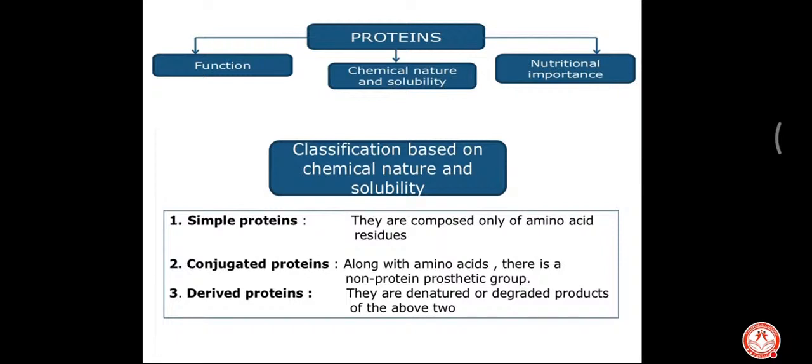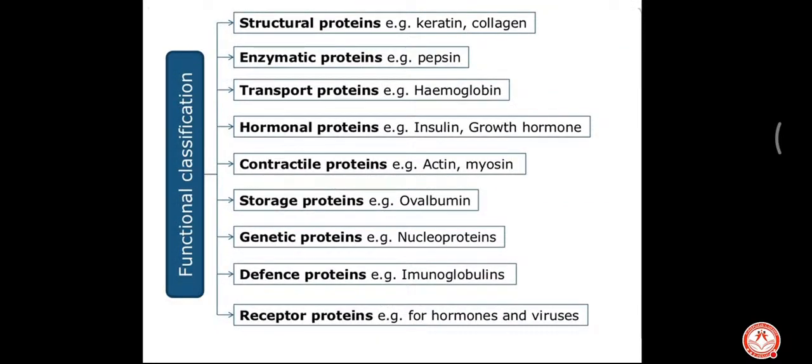Proteins are further classified on the basis of their function, chemical nature and solubility, and nutritional importance. Firstly, the classification based on chemical nature and solubility. Simple proteins are made up of only amino acids. Conjugated proteins, along with amino acids, have a non-protein part called the prosthetic group. Derived proteins are denatured or degraded products of the above two. Now, functional classification means the classification of proteins on the basis of function. Here so many proteins are given with their examples, and these are very, very important for your competitive exams.